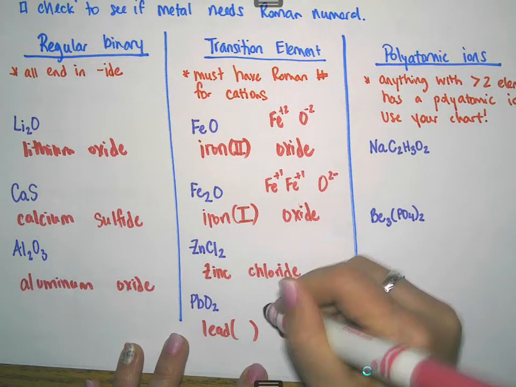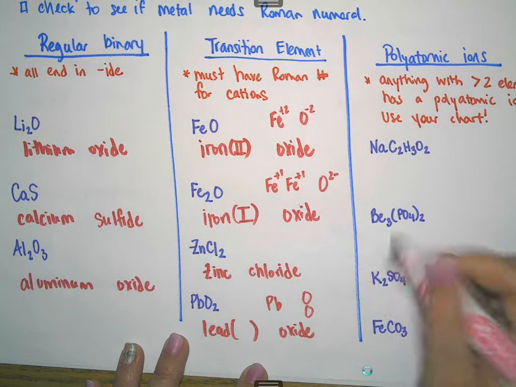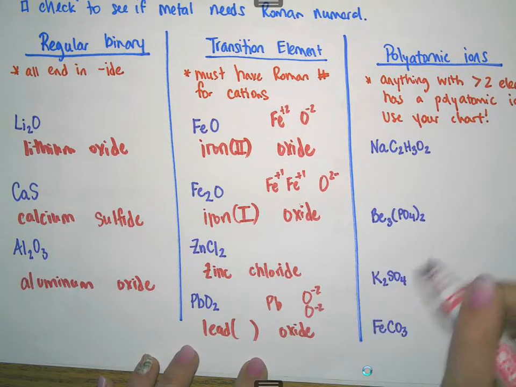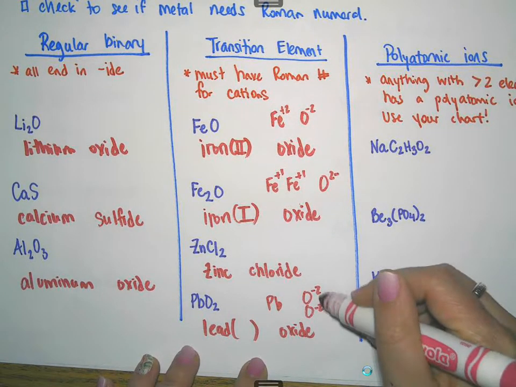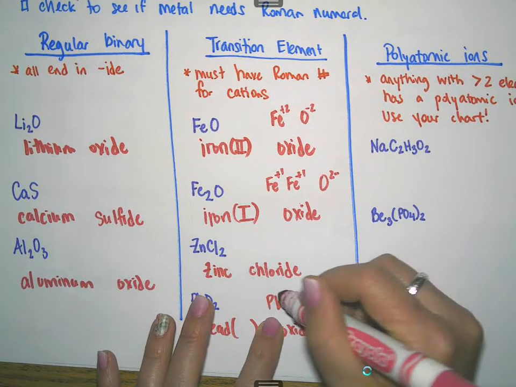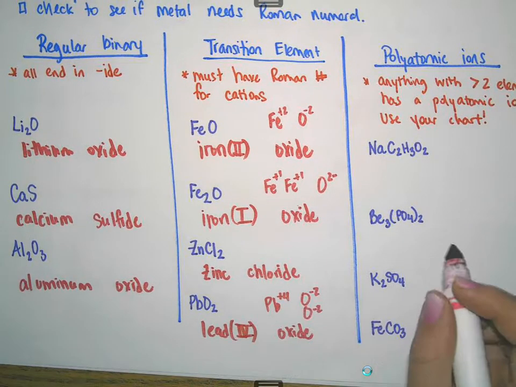If I do my work, I'll see that it took 1 lead and 2 oxygens according to my formula there. Well, each oxygen is -2. So if it took 1 lead to cancel out 2 -2 charges, then it has to be a +4. So I write the Roman numeral for 4. It's lead 4 oxide.